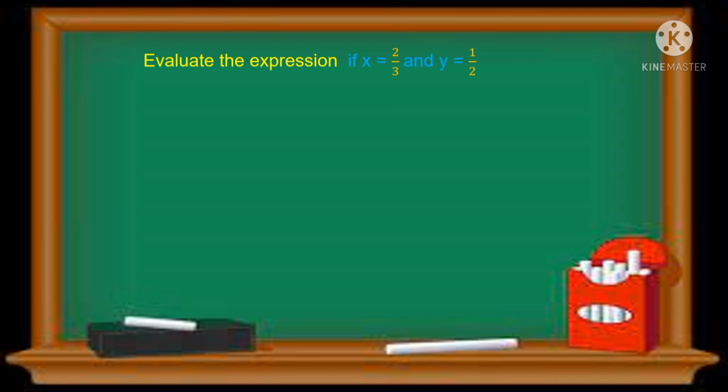Last example. Evaluate the expression if x is equal to 2/3 and y is equal to 1/2. So all the values of our variables are fractions. Our given expression is 3xy cubed. So what we are going to do is copy 3 because it's given, then substitute the value of our variables. The value of our x is 2/3, the value of our y is 1/2. Then simplify. First, because you have to solve exponents first, 1/2 cubed gives us an answer of positive 1/8.